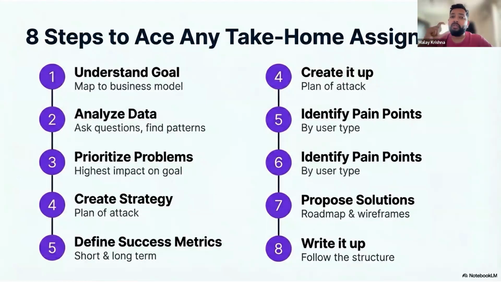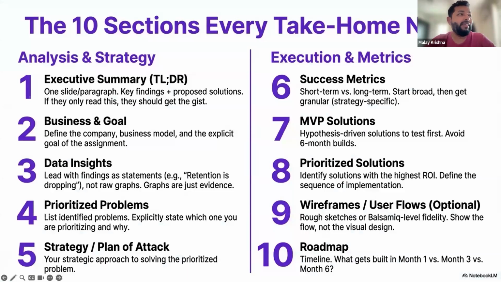Now, each of these is something that we've already done. Right? We already did metrics in the metric section. We already did understanding goal in the product sense section. We already analyzed data in the metric section. So we've already done it. It's just about how you build it out. Now, how do you build it out? You build it out with a 10 pointer which you need to put out, right? So there is a 10 section structure.